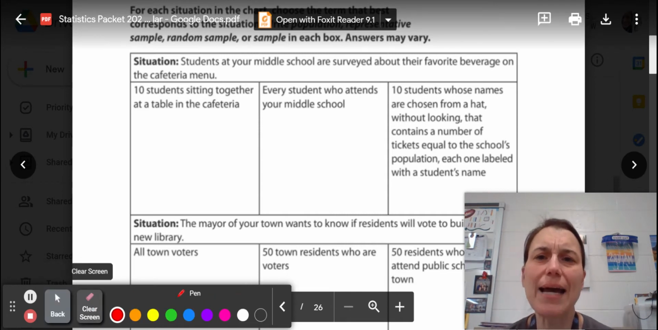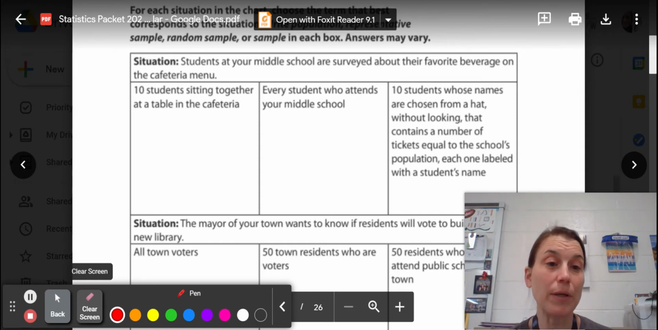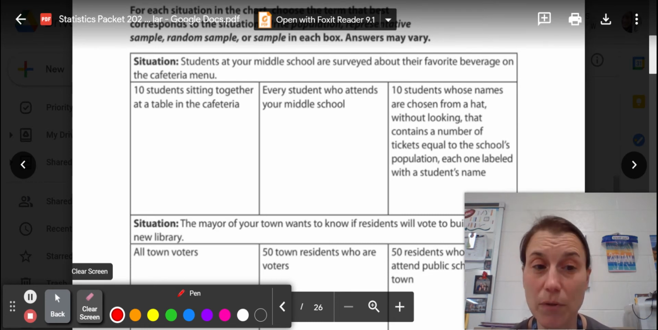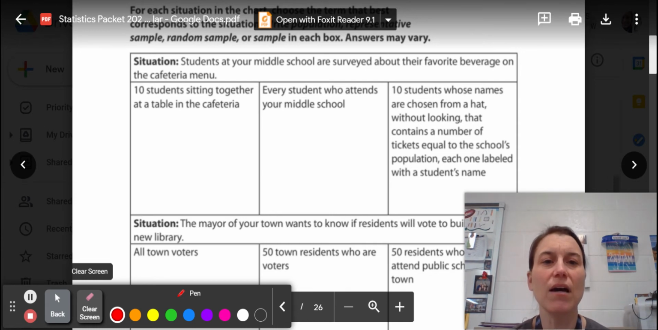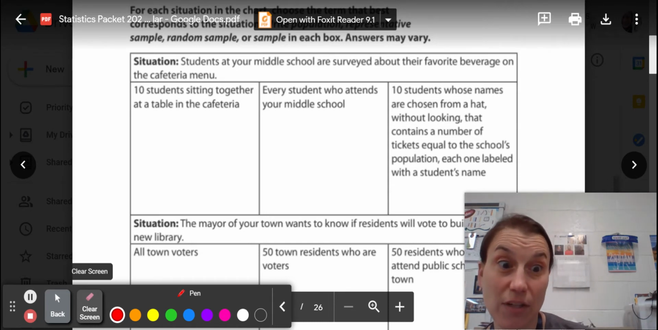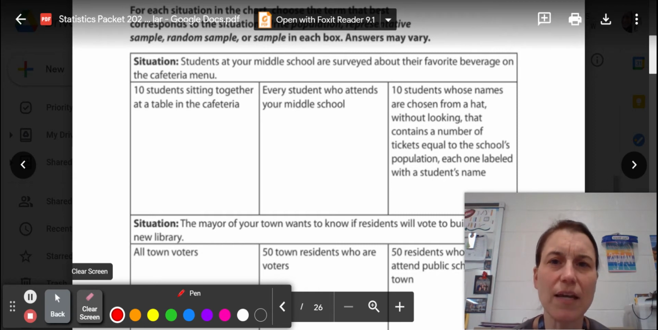It says, students at your middle school are surveyed about their favorite beverage, their favorite drink on the cafeteria menu. So we're going to look at these 3 pieces of the survey and see what we would call each. 10 students sitting together at a table in the cafeteria, every student who attends your middle school, and 10 students whose names are chosen from a hat without looking, and the hat contains a number of tickets equal to the school's population, each labeled with a student's name. That's very detailed.